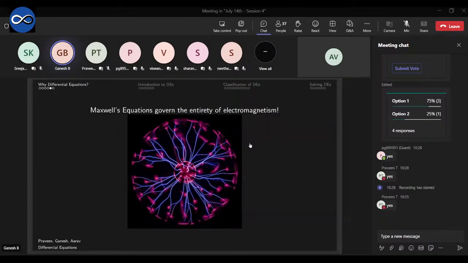Nature deals with differential equations. Even heat: some of you may be aware of the heat equation. That is also a differential equation. I think it involves the Laplacian and all. We'll study it and talk about it.